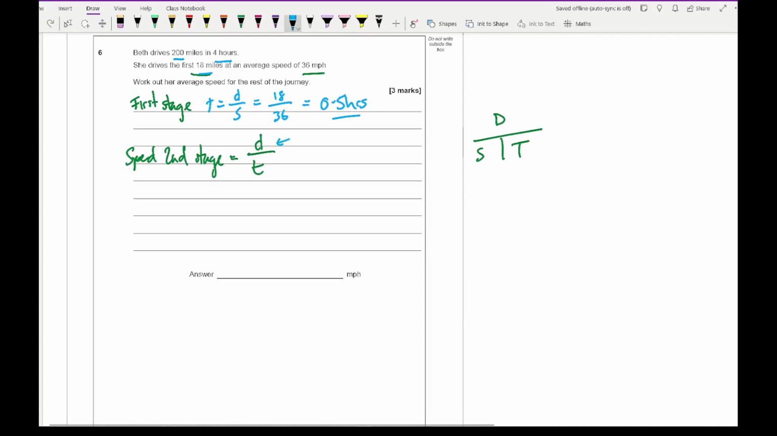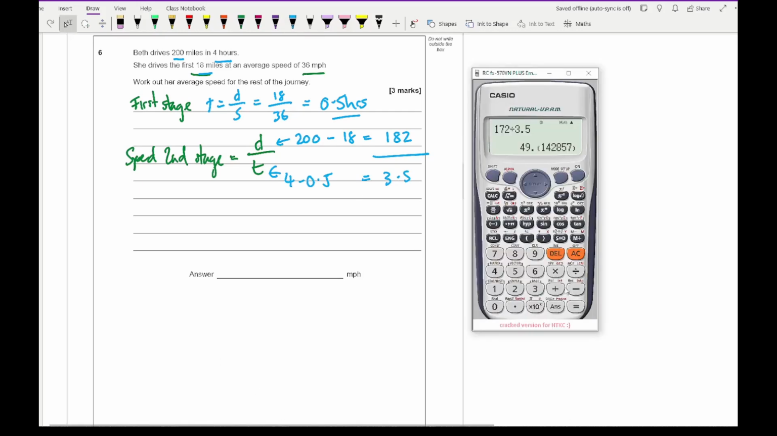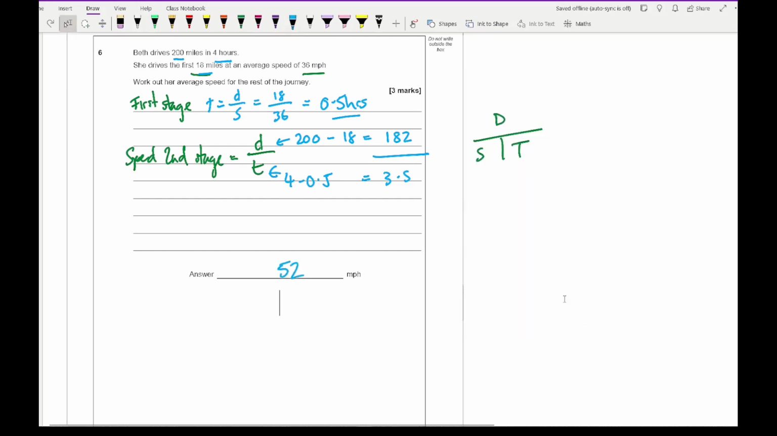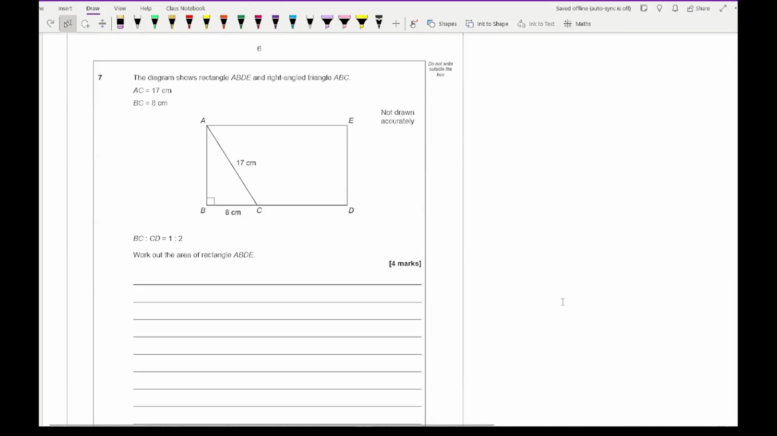So the distance is going to be 200 minus 18, which is 182, and the time is going to be 4 hours take away the duration of the first stage, which is 0.5, which gives me 3.5. And then all I want to do is divide those two numbers. So on the calculator, 182 divided by 3.5, and I get an answer of 52 miles per hour.